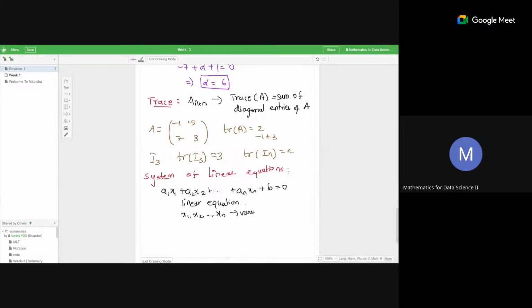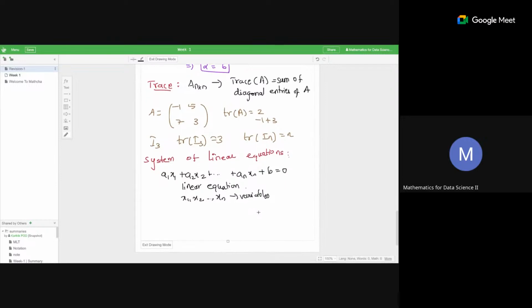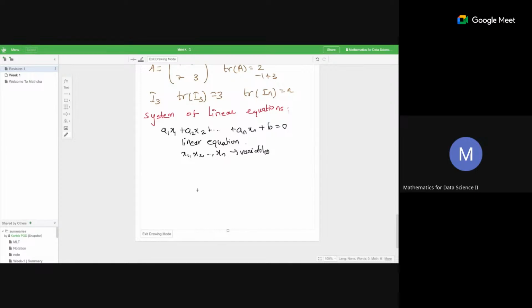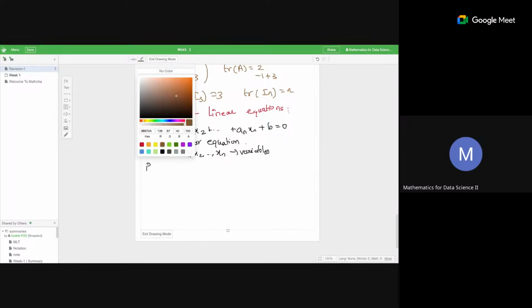Okay, so these are the variables, and all the other a1, a2, an and b, they are constants. Okay, fine. So here you see that we are now going to talk about system of linear equations. It means you are going to have more than one equation. So for example, now I will consider a problem here.